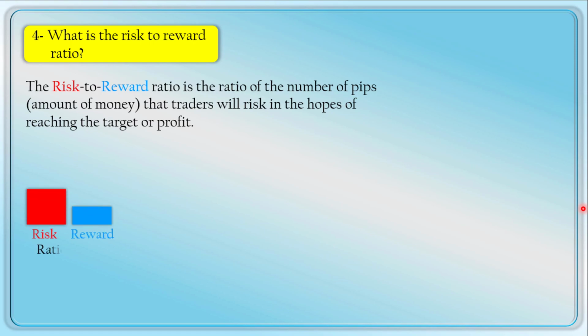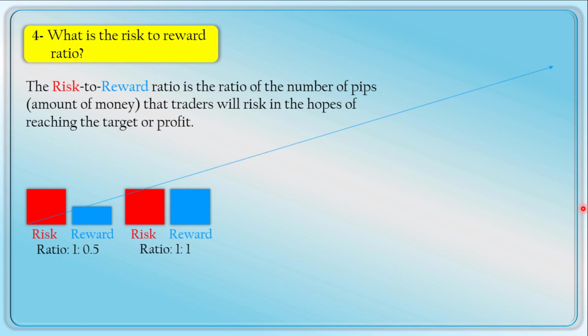A risk to reward ratio of 1:0.5 means that you are going to risk 10 to make 5. A risk to reward ratio of 1:1 means that you are going to risk 10 to make 10. If your risk to reward ratio is smaller than 1:2, never apply that.